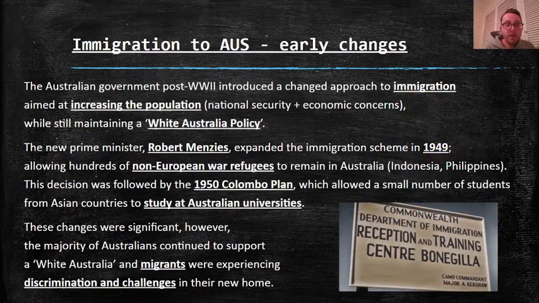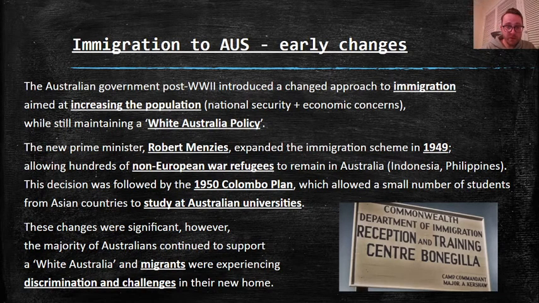A bit of a recap from the last lesson we looked at. The Australian government post-World War II introduced a changed approach to immigration aimed at increasing the population because of our national security and economic concerns. So they changed the approach. Before it was only English-speaking white people, so British, Irish, Scottish. Now we're letting in other white people. So although we've made it more inclusive, it's still very much a white Australia policy. You're still bringing in white people from Poland, Ukraine, Czechoslovakia.